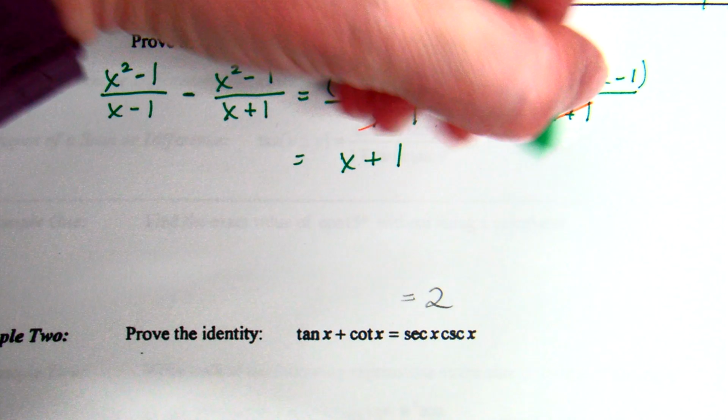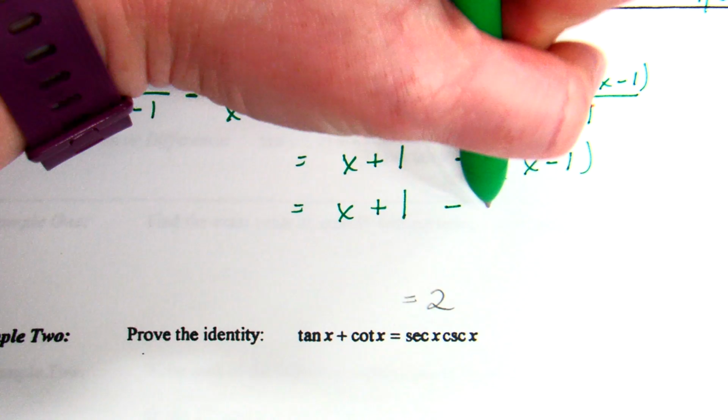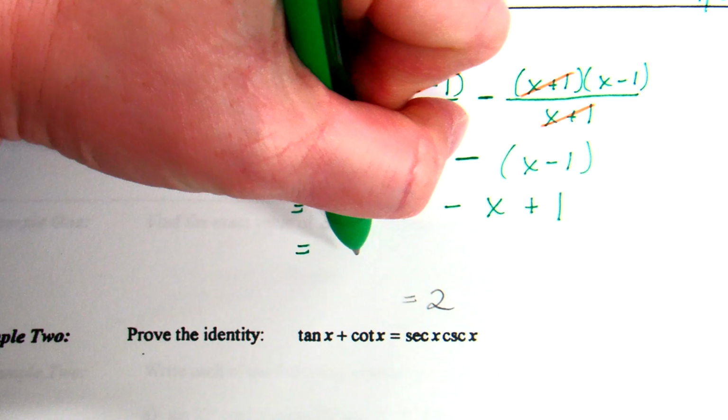So what's this read if we distribute that subtraction sign? It's x plus 1 and then what? Minus x, and then minus negative 1 is plus 1. X minus x vanishes. And then we end up with 1 plus 1, which is 2.